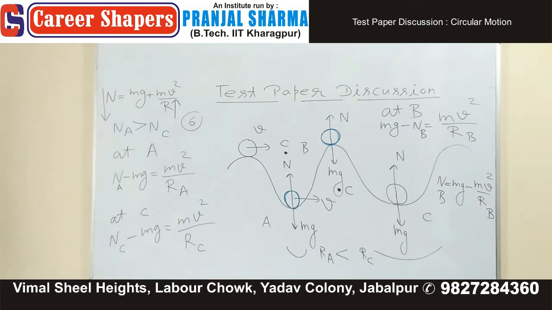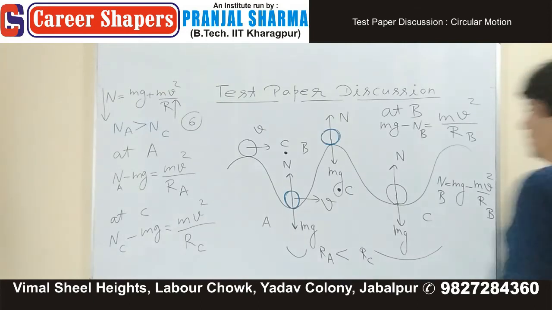This is question number 6, then question number 8. What is question number 8? Question 8 says, for a car taking a turn on a horizontal surface, let N1 and N2 be the normal reactions of the road on the inner and outer wheels. N1 is always greater than N2, N2 is always greater than N1, this, and that. Look here.